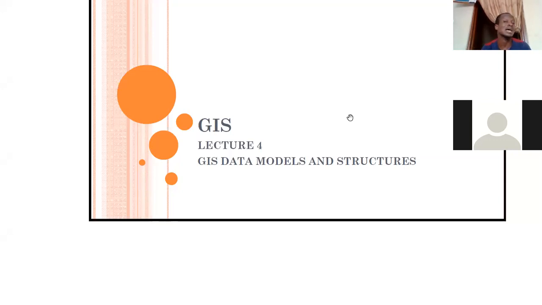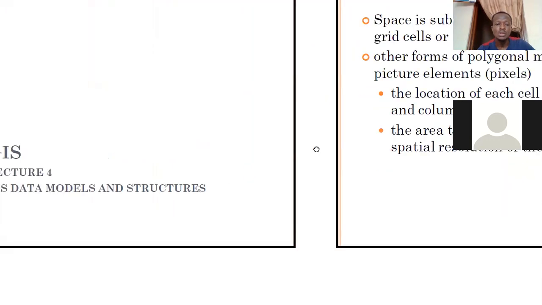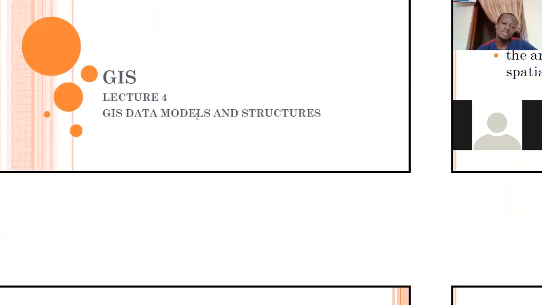Okay, computer models are also like that. The idea is to represent something that is real, but in the digital environment. So GIS data models try to actually model what is on the ground. What is on the ground? Okay, so there are two data models in GIS that we need to know. But then to even start with, we can say data structure.